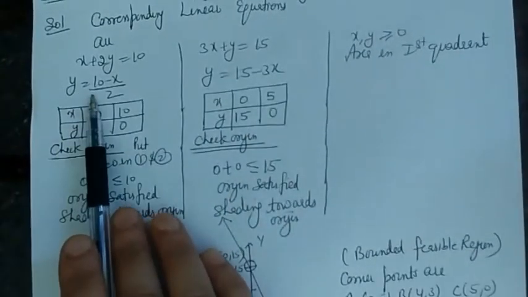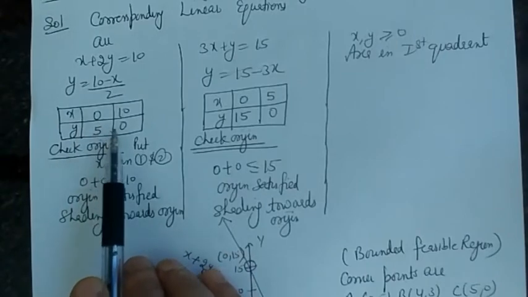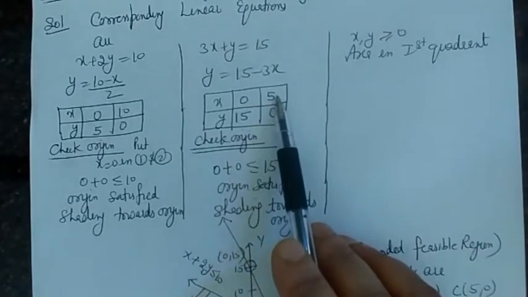For plotting the graph, y is equal to (10 minus x) by 2. Just make the table: x is 0, y is 5; y is 0, x is 10. For the other equation, x is 0, y is 15; y is 0, x is 5.